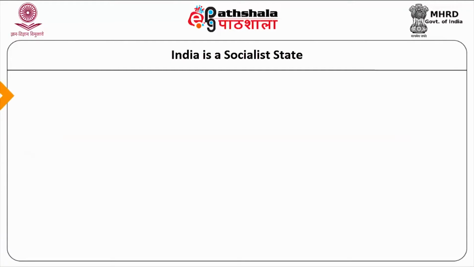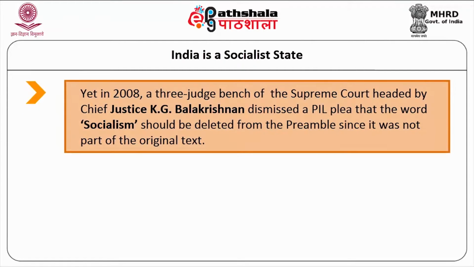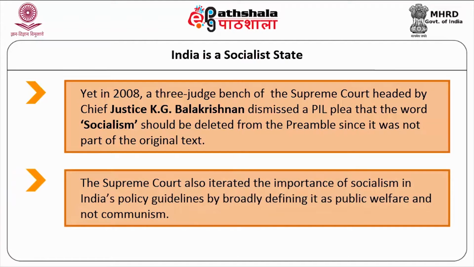In 2008, Justice K.G. Balakrishnan reiterated that socialism is a part of the basic structure of the Constitution, and he rejected a PIL-based plea in which it was argued that it can be deleted from the Constitution as it is not part of the original text of the preamble. Thus, this word socialism has been made part of the basic structure of the Constitution, and it cannot be deleted from the Constitution and preamble.